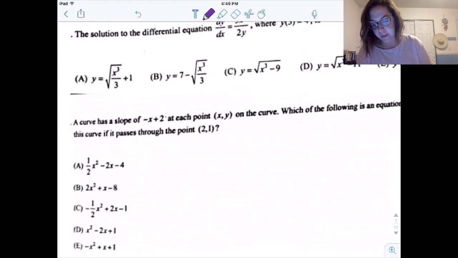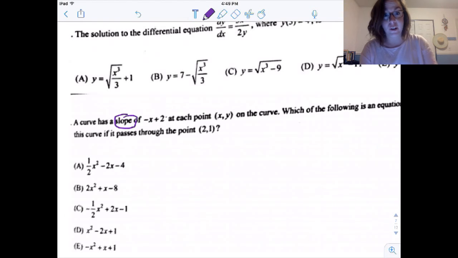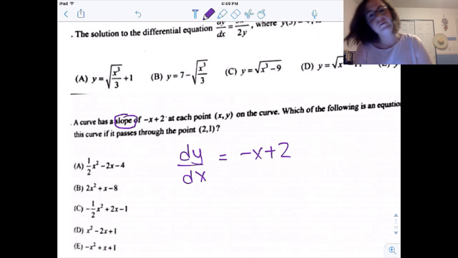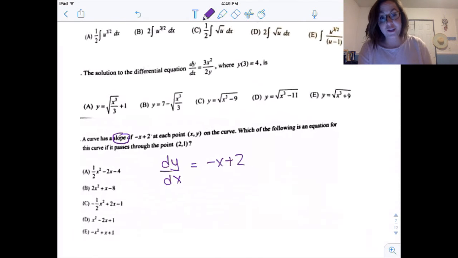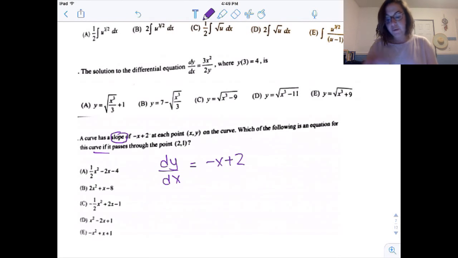So the curve has a slope. That should automatically make you think derivative, okay? So what this is saying is dy/dx is negative x plus 2. It wants the equation of the curve. That's saying find y, right? So find the particular solution there.